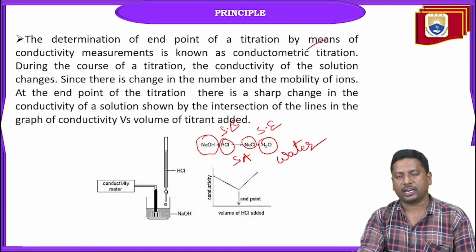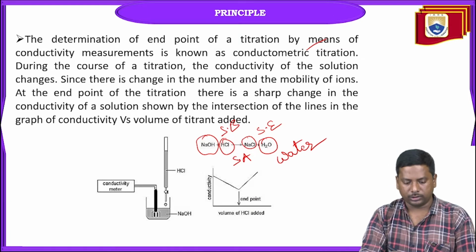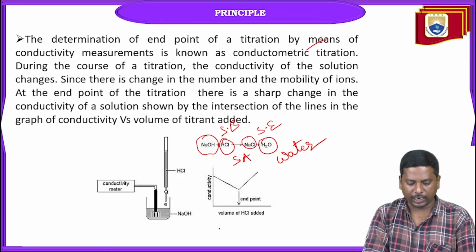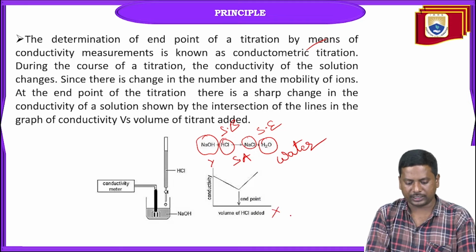Okay, so during the course of a titration, what happens? The conductivity of the solution changes, since there is a change in the number and mobility of the ions, and that mobility purely depends upon the total number of ions involved in a particular area. So at the end point of a titration, there is a sharp change in conductivity of the solution, shown by the intersection of two lines. So we see the graph. We draw the graph with conductivity taken on the y-axis and volume of the HCl taken on the x-axis.